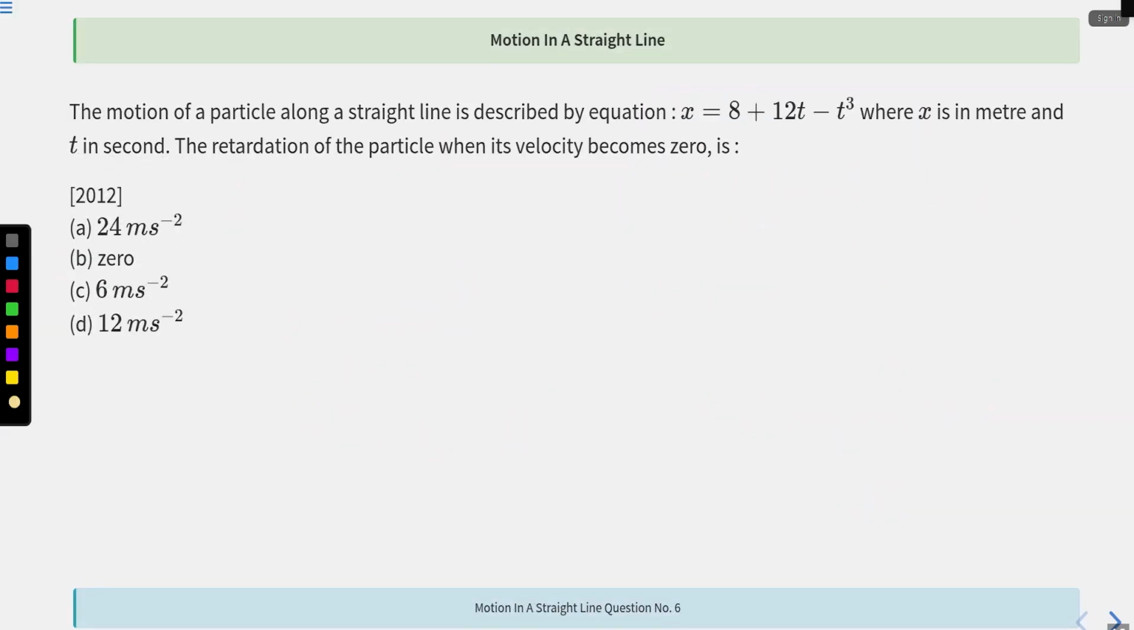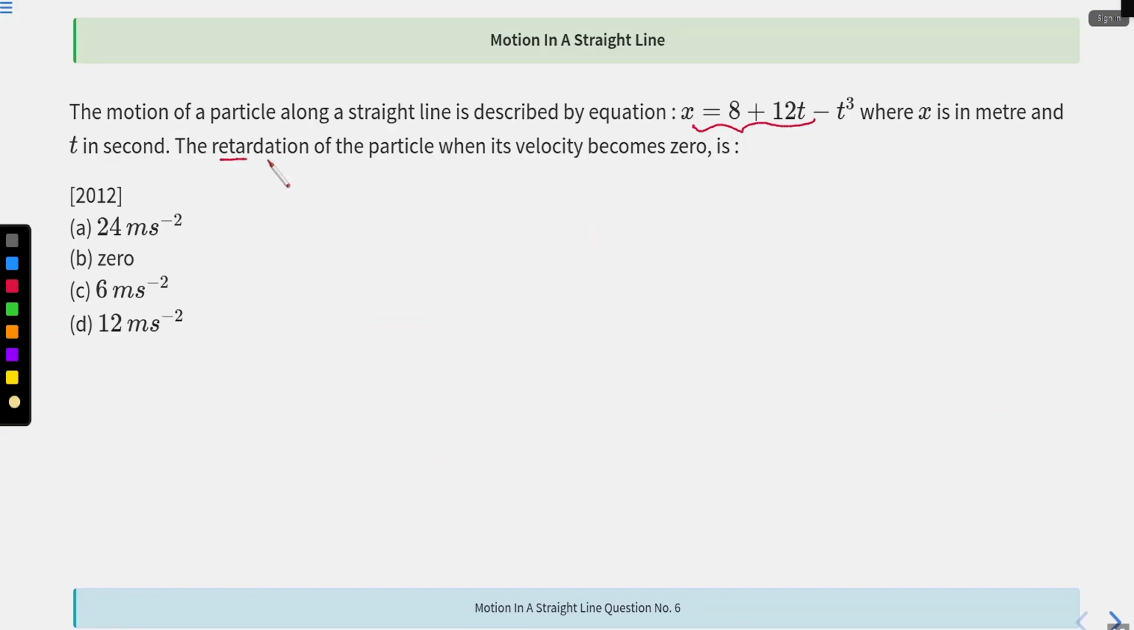Okay. Now let's move to the next question. This is question number 6. The motion of a particle along a straight line is described by the equation. Okay, it's again motion of a particle. Looking at the quantity, t is time and x is in meters. That means x is displacement basically. What is the retardation of the particle when its velocity becomes 0?